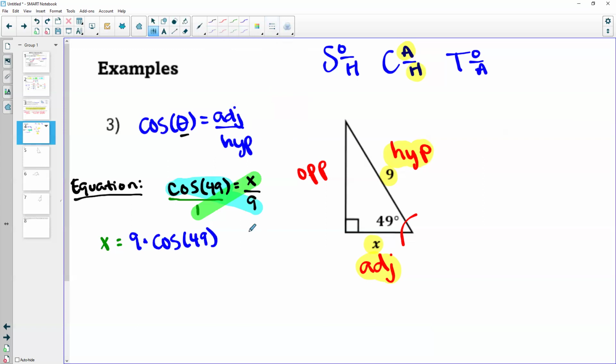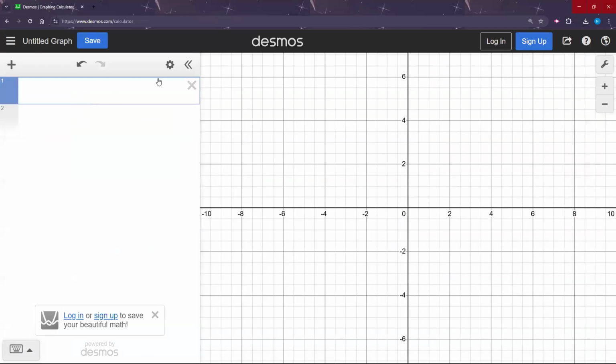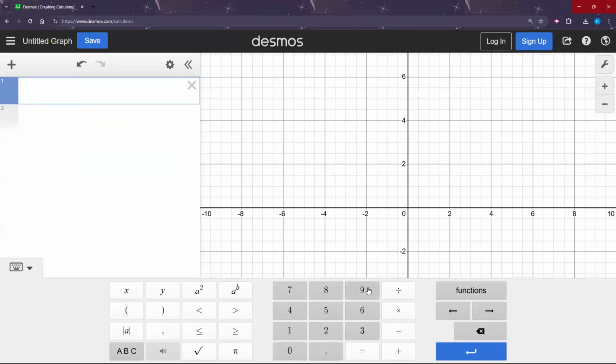What I want y'all to understand here is that this represents your exact answer. So x is equal to 9 times cosine of 49, right? The only thing is if I tell you that, it's not very clear how long that side x is, right? So this is where we're going to use the calculator. We're going to type in 9 times cosine of 49. So I can show you how this works in Desmos. We're looking at 9 times. To find cosine, sine, and tangent, you're going to click the functions button. So we had 9 times cosine of 49. And what you'll see here is this is our answer.